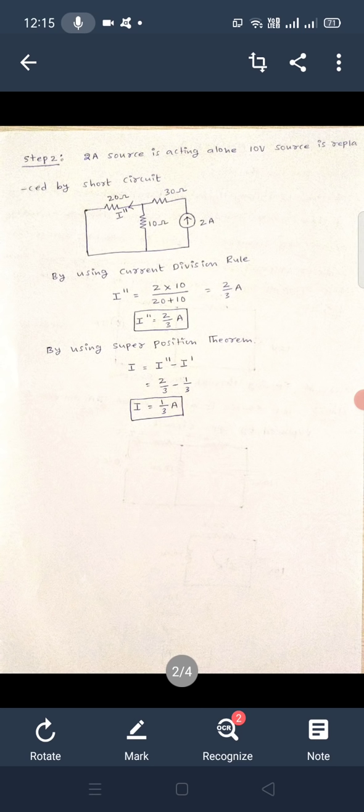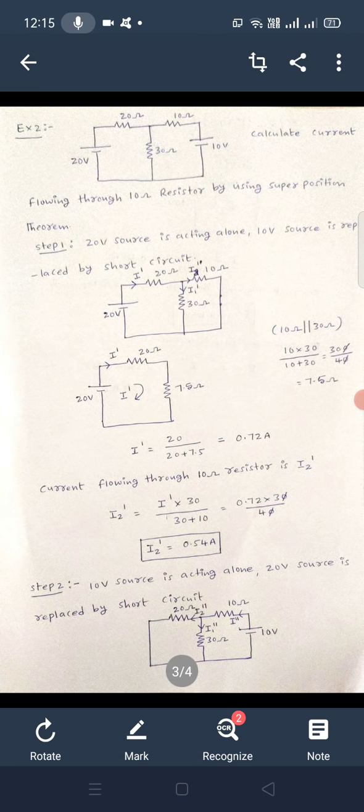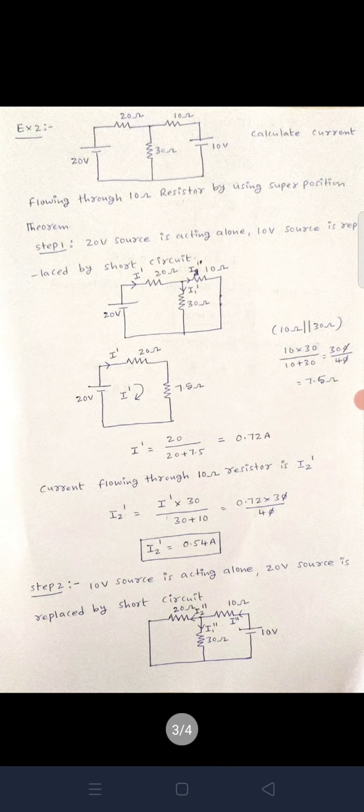Okay, in this way we can calculate current flowing through any branch by using superposition theorem. Let us consider another example. You can observe the figure here. The circuit consists of two voltage sources and three resistors, that is 20 ohm, 30 ohm and 10 ohm. In this problem we have to calculate current flowing through the 10 ohm resistor by using superposition theorem.